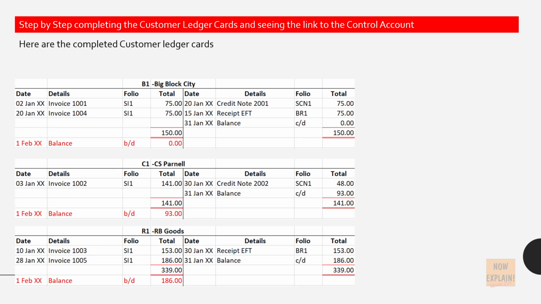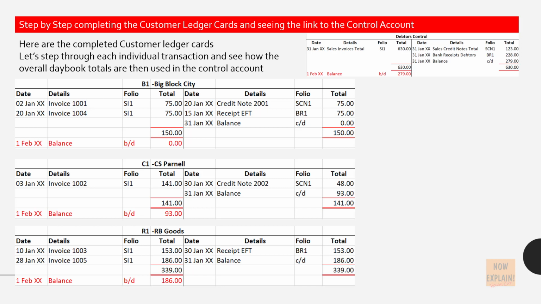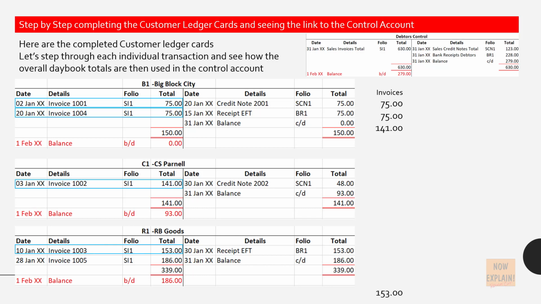Here are the completed customer ledger cards. Let's step through each individual transaction and see how the overall daybook totals are then used in the control account. So let's look at the invoices. So here's our first invoice, €75. The second invoice, another €75. The third invoice, €141. The fourth invoice, €153, and that fifth invoice for €186. So each individual invoice, when added together, comes to €630. So in our daybook we have €630 in the total column, and that's what gets posted to the debtors control account.